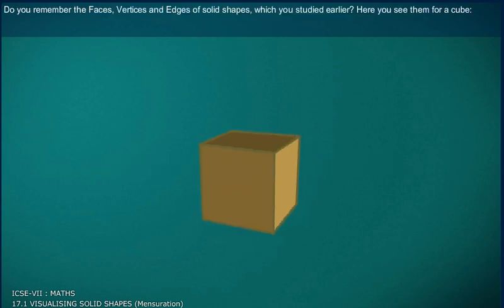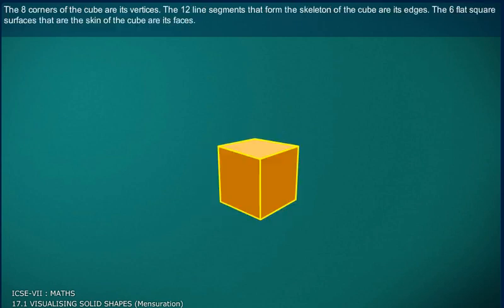Do you remember the faces, vertices, and edges of solid shapes which you studied earlier? Here you see them for a cube. The 8 corners of the cube are its vertices. The 12 line segments that form the skeleton of the cube are its edges. The 6 flat square surfaces that are the skin of the cube are its faces.